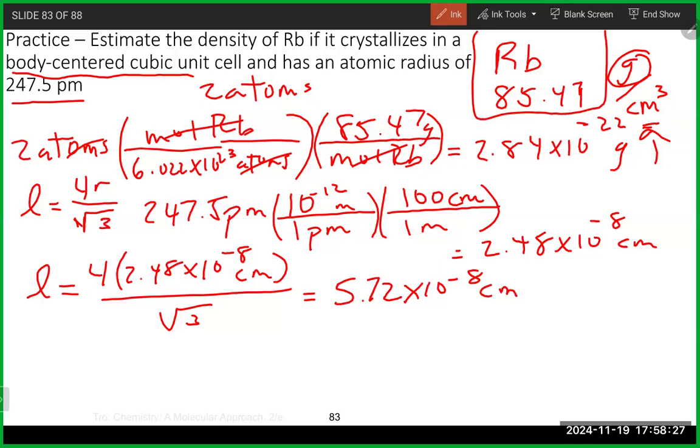Because this is a cube, we can find the volume by taking the length now and cubing it. And since we already converted into centimeters, that means we will be in cubic centimeters, which is ultimately what we want. So we'll do 5.72 times 10 to the minus 8 centimeters cubed.